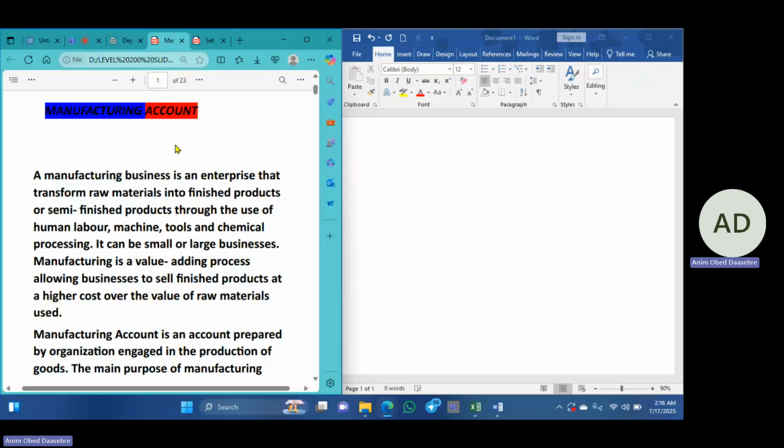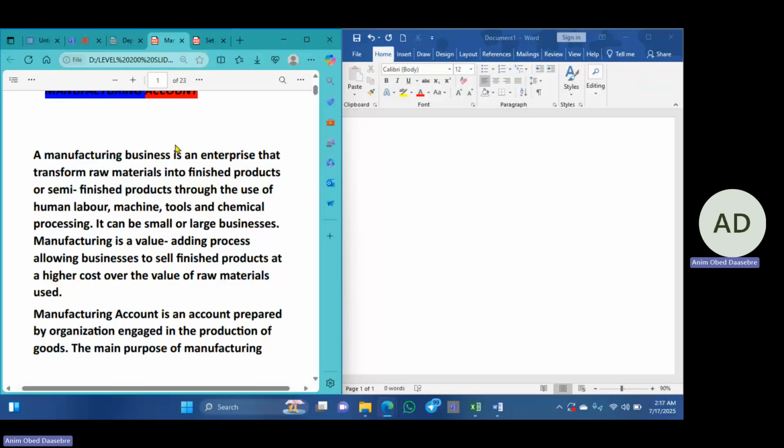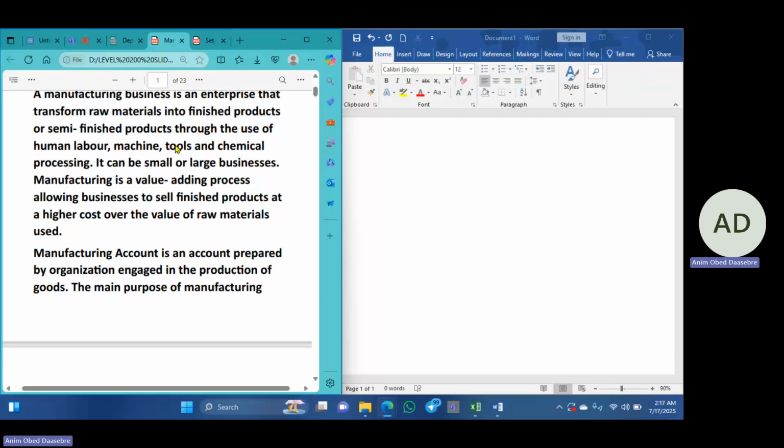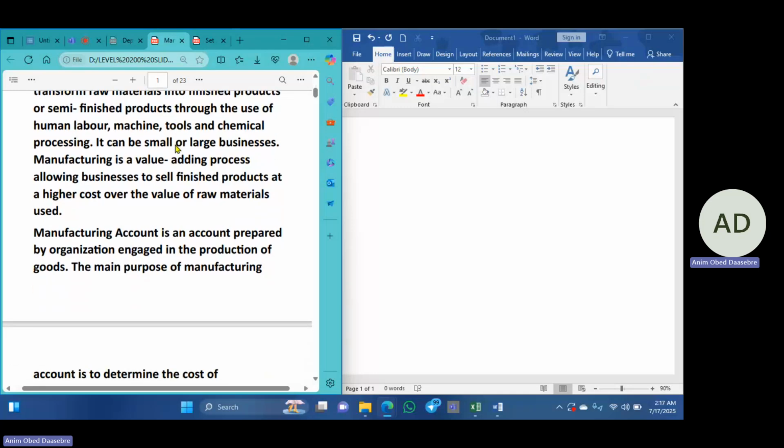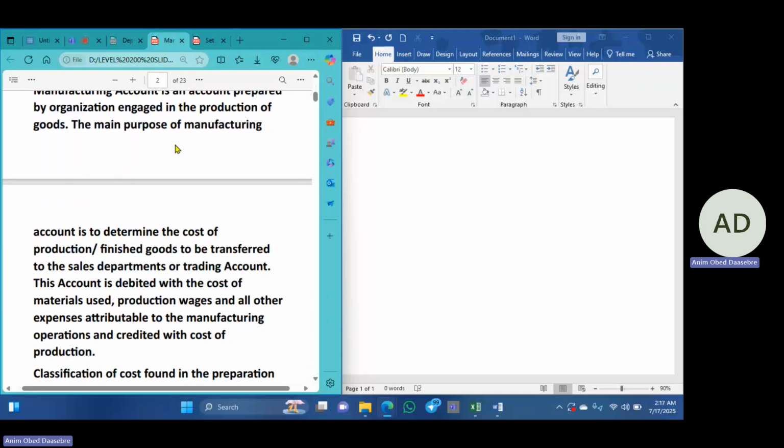Unrealized profit is the profit that we have not realized on the closing stock that is still in the receiving department. You get it? So we should take note of that. As I said, we are going to look at the final accounts of manufacturing accounts and discuss some basic things that are important, so let's stay to the end as I walk you through.